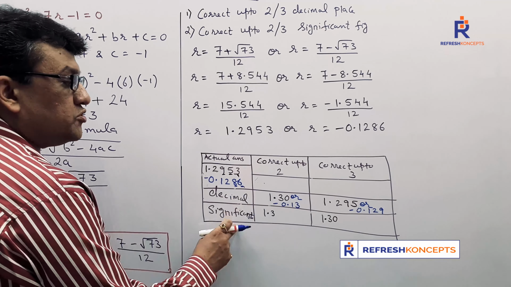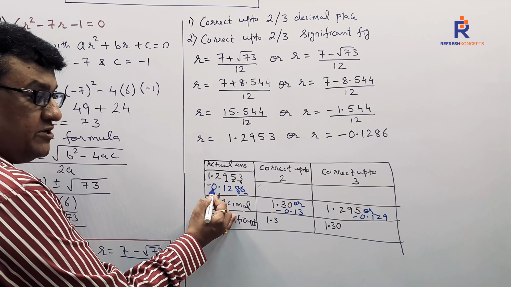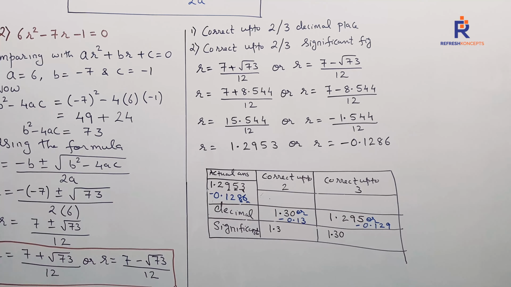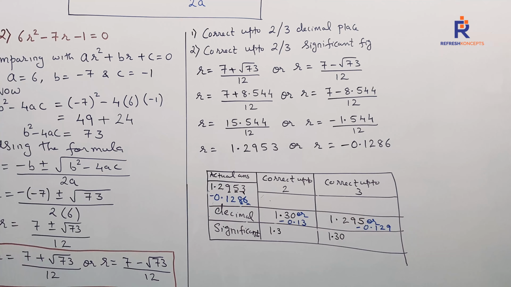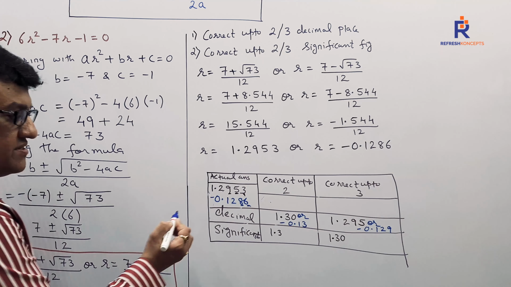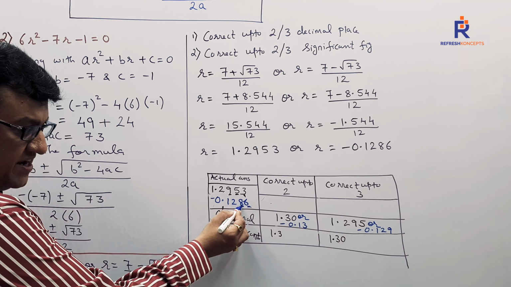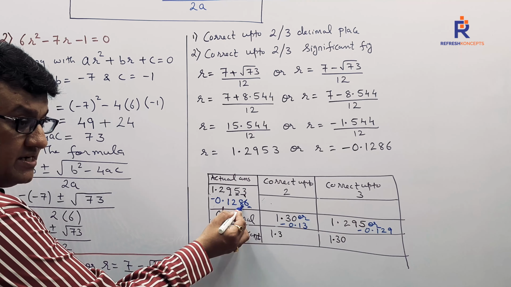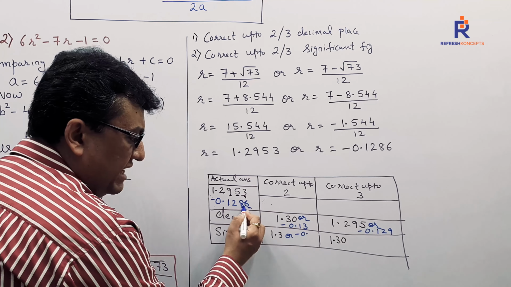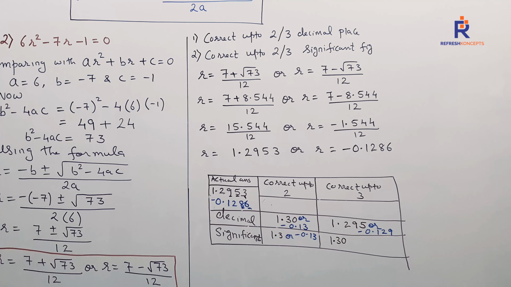Correct up to 2 significant. Let me work this out. When I say correct up to 2 significant, the 0 is not significant. So am I going to look at the third one? What is the third digit going to be? The third one happens to be this. Is this 8 more than 5? Indeed. So I increase this, and my answer will be minus 0.13.